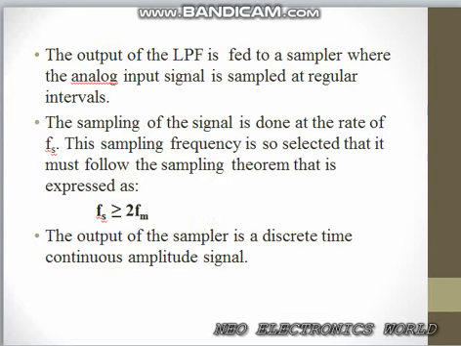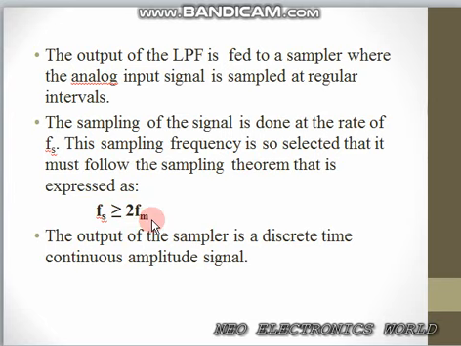Then the output of the LPF is fed to a sampler where the analog input is sampled at regular intervals. We have said that the sampling of the signal is done at a rate of Fs. The sampling frequency is so selected that it must follow the sampling theorem. What is the sampling theorem? Fs must be greater than or equal to 2 Fm. This is the condition in the sampling theorem.